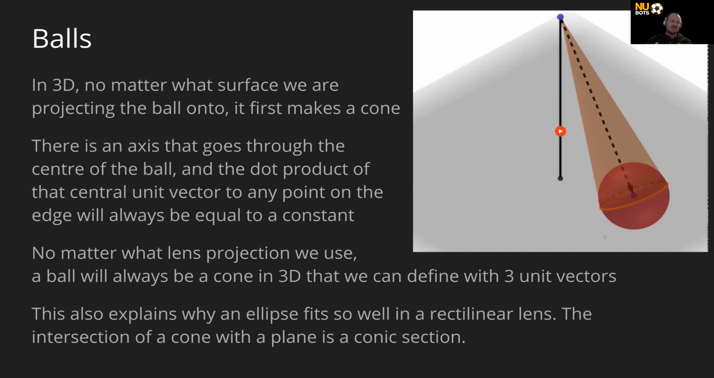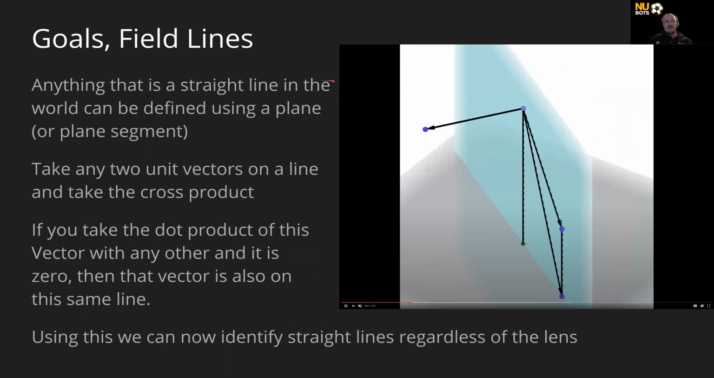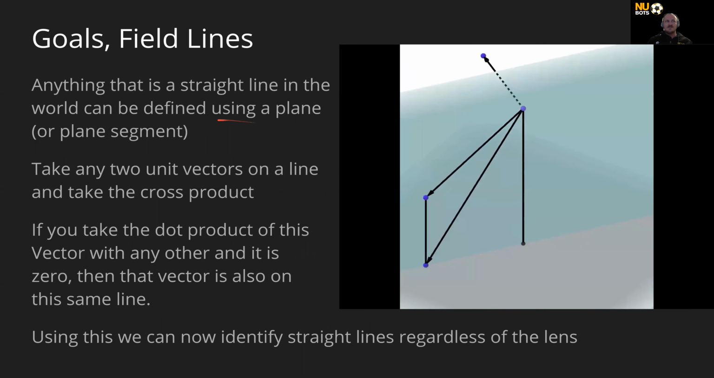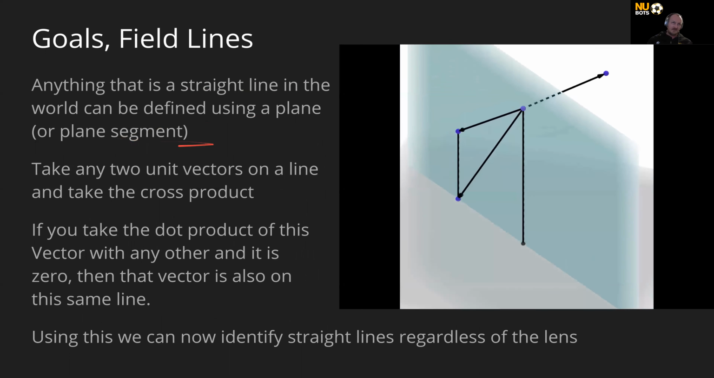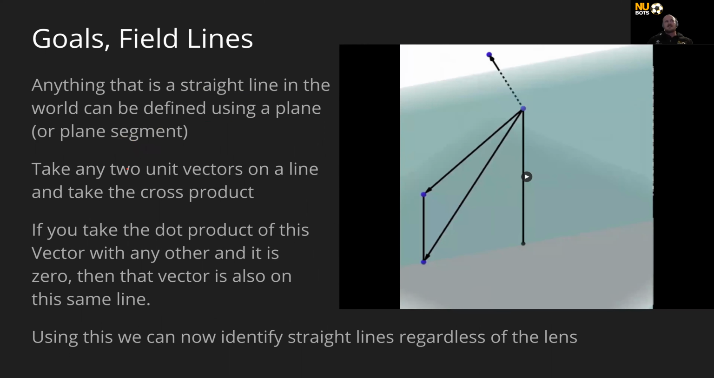So let's look at another thing: straight lines, like the field lines. Anything that's a straight line in the world can be defined using a plane segment. If you take 2 unit vectors on a line and take their cross product, you will get a normal to the plane that they live on. Then any other vector that is also coplanar with them will have a dot product with that normal of 0.